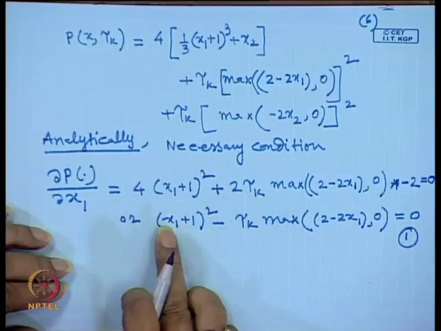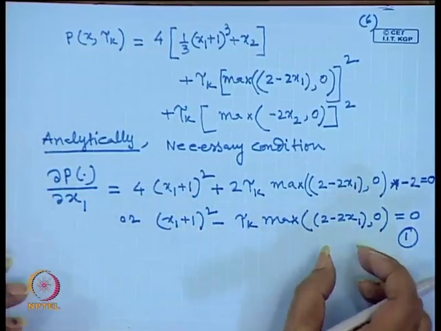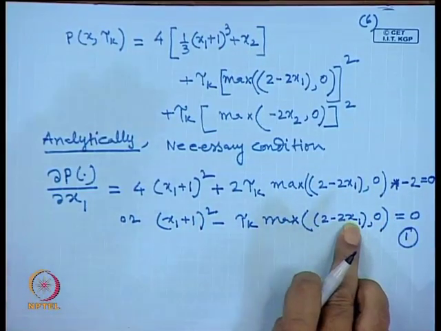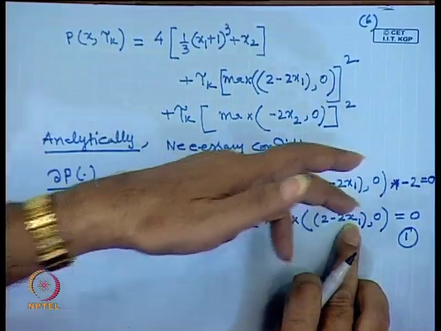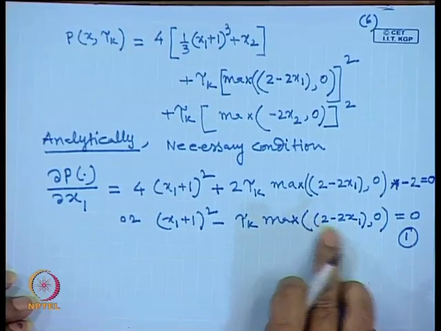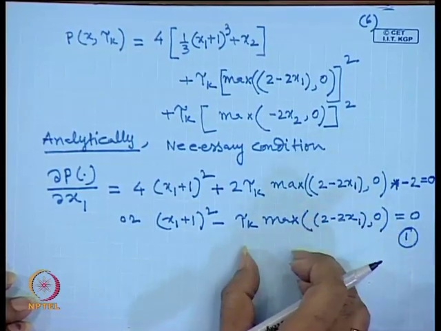You see here that when it is an infeasible region, this quantity is positive. Infeasible region means when the x value is less than 1, this value will be a positive quantity, and I will take this quantity only.